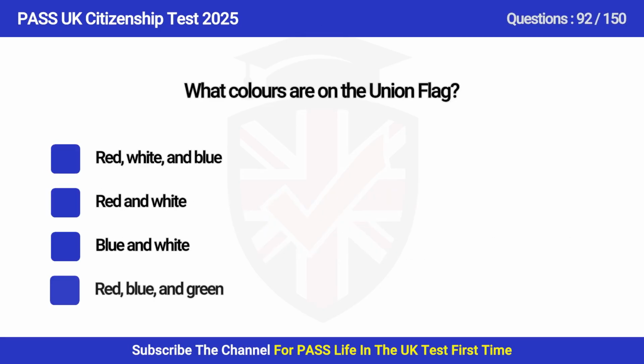Question 92. What colours are on the Union flag? A. Red, white and blue. B. Red and white. C. Blue and white. D. Red, blue and green.